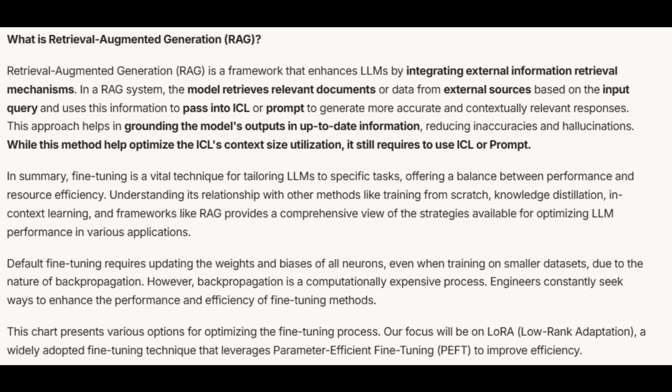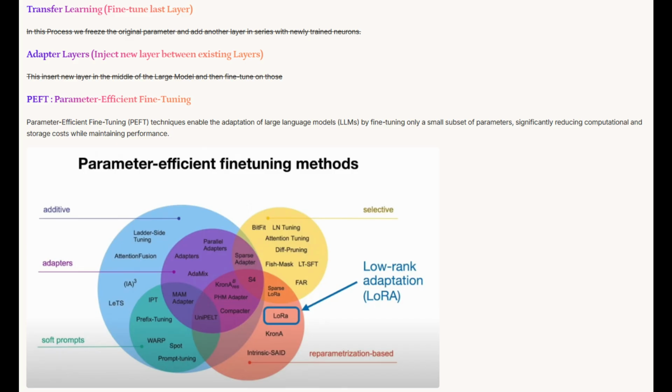Default fine-tuning requires updating the weights and biases of all neurons, even when training on smaller datasets, due to the nature of backpropagation. However, backpropagation is a computationally expensive process. Engineers constantly seek ways to enhance the performance and efficiency of fine-tuning methods. This chart presents various options for optimizing the fine-tuning process. Our focus will be on LoRA, low-rank adaptation, a widely adopted fine-tuning technique that leverages parameter-efficient fine-tuning, PEFT, to improve efficiency.